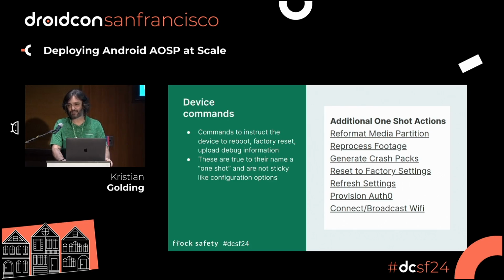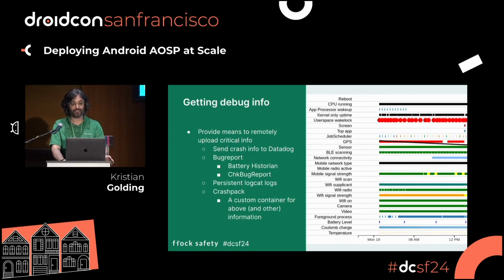We can also send device commands like a reboot, factory reset, go and provision yourself for Auth0 if you haven't, generate crash packs. This is the thing we use for debug information. And then talking about debug information, we send crash information to Datadog. We use bug reports extensively in our crash packs. Bug reports, I love Battery Historian.